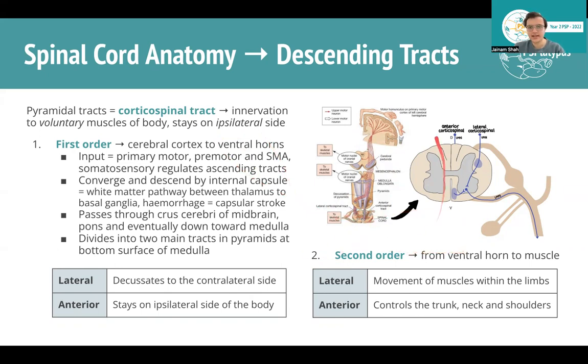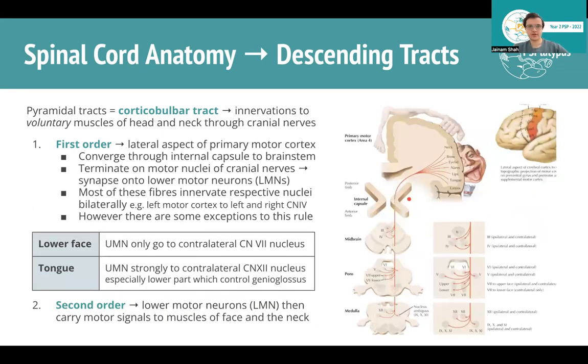Okay, from there, the second order neuron takes that, so it synapses with the neuron that came down to the ventral horn. So all the way down here, that then goes to a new neuron, which goes down to the muscle. And the lateral ones typically go down to the muscles within the limbs, whereas the anterior ones go to control the trunk, neck, and shoulders, which again makes sense based off the name. Lateral to the limbs, anterior more for the middle section. So that's the corticospinal tract.